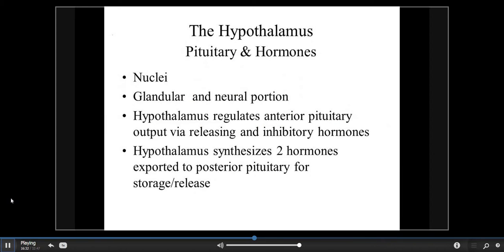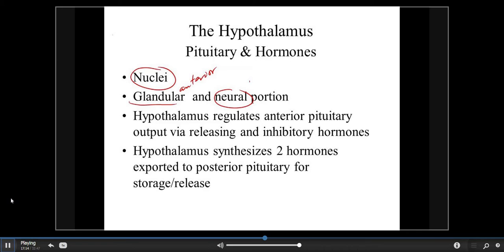Okay, now the hypothalamus has an association with the pituitary gland. The hypothalamus is considered like the CEO of the endocrine system, and pretty much the pituitary gland is the manager of the hormones, so to speak. Now, the hypothalamus does have a good number of nuclei. You all recall what nuclei are. Nuclei are aggregates of nerve cell bodies in the CNS. Now, there are two parts to the pituitary gland. You have a glandular part, this is anterior, and the neural part, which is posterior.